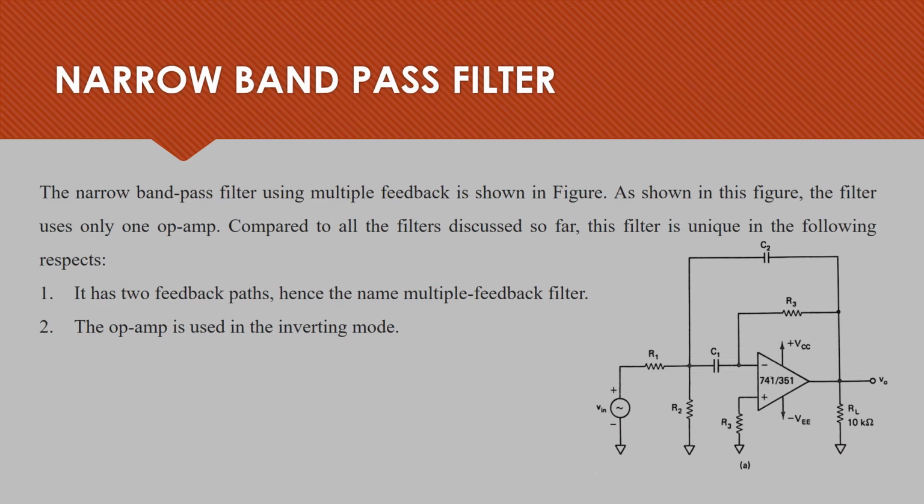Next we will talk of the narrow band pass filter. You can see here we will be using multiple feedbacks. The filter uses only one op-amp. Compared to all the filters discussed so far, this filter is unique in the following respects. First, it uses two feedback paths. One is this and another one is this. Hence the name multiple feedback filter. The op-amp is used in inverting mode. You can see the input is applied to the negative terminal.